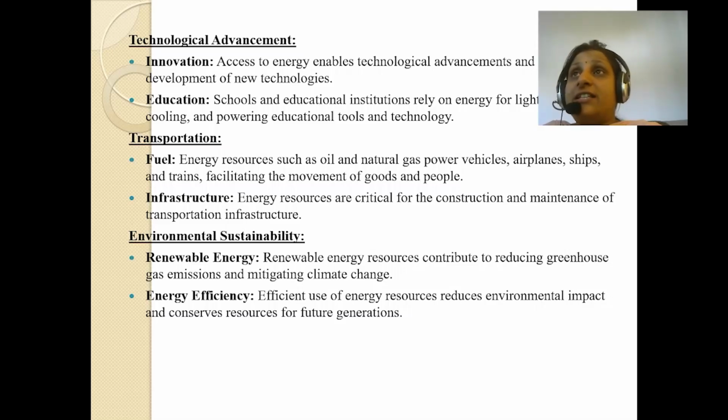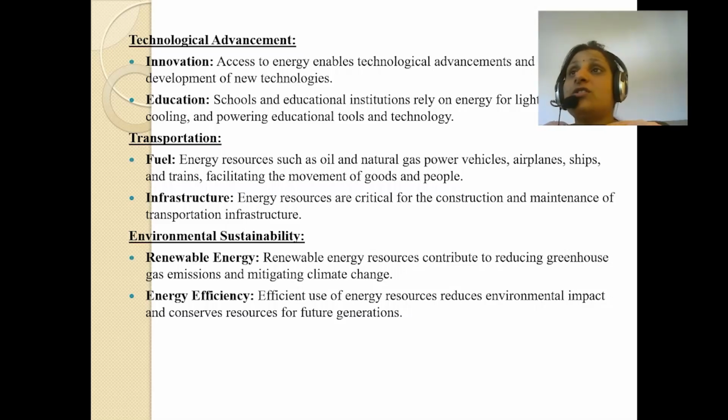Schools and educational institutions rely on energy for lighting, heating, cooling, and to power their educational tools and technology. To see where energy resources are making an advantage, in transportation also, fuel is needed. We need oil and natural gas to power vehicles, airplanes, ships, trains. In all these, we require various energy products, which facilitate the movement of goods and people.